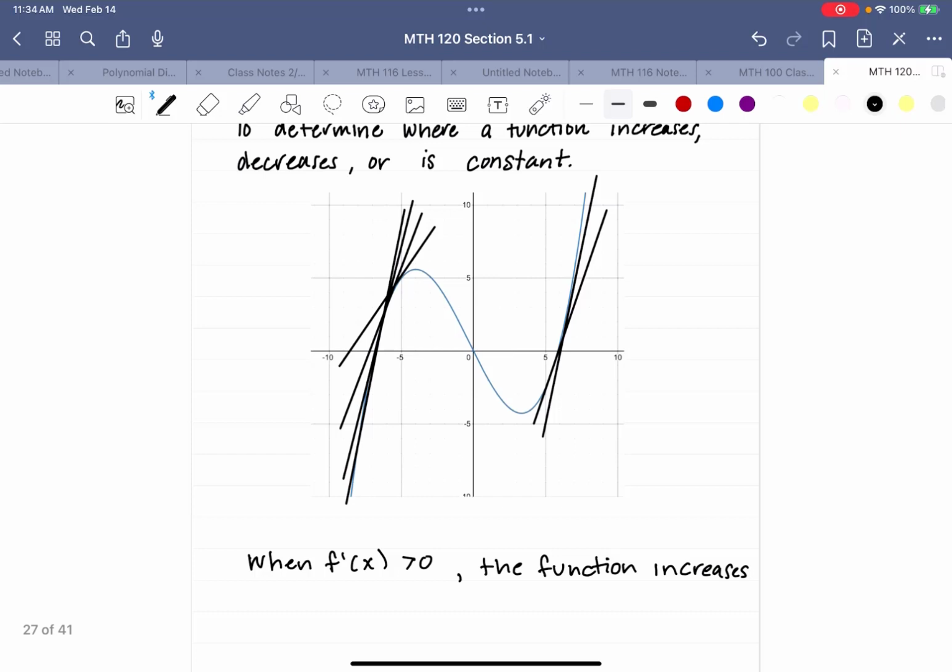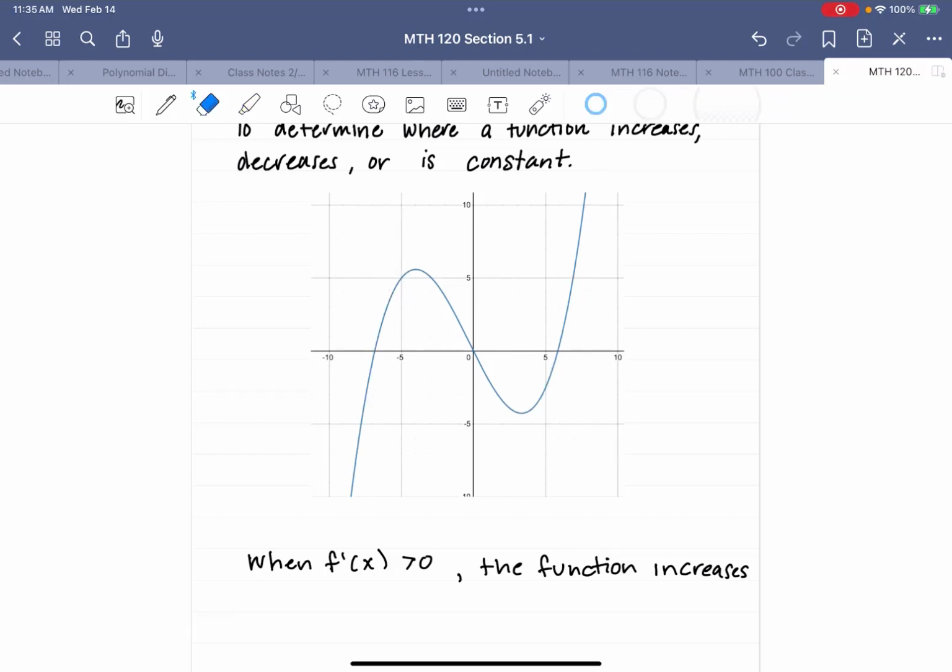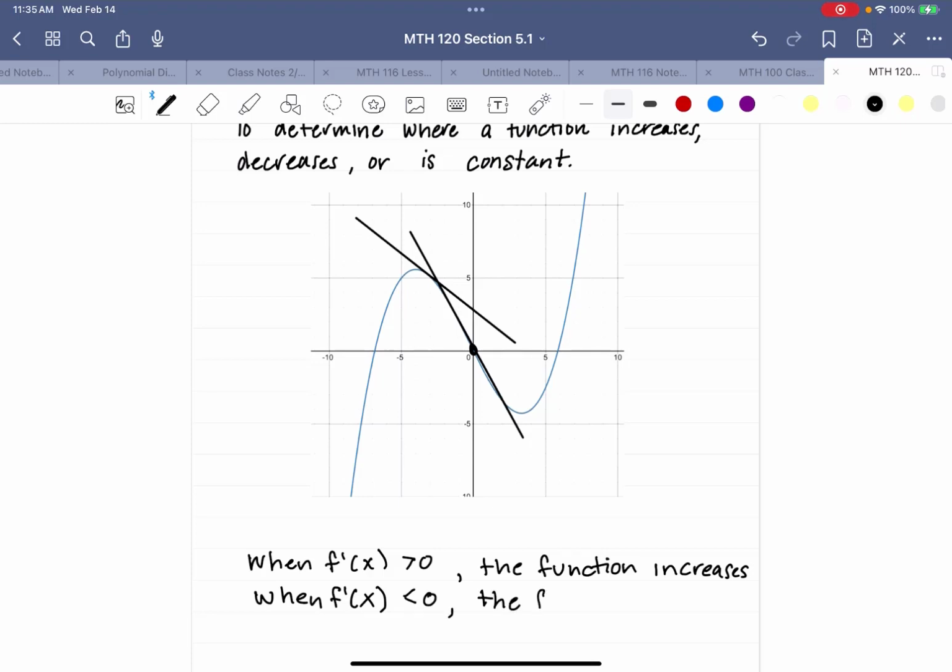Now, if I look at places where the function is falling, and I look at tangent lines there, you'll notice that for wherever it is falling, the slope of the tangent line is negative. So that's the derivative. So when f prime of x is less than 0, the function decreases.